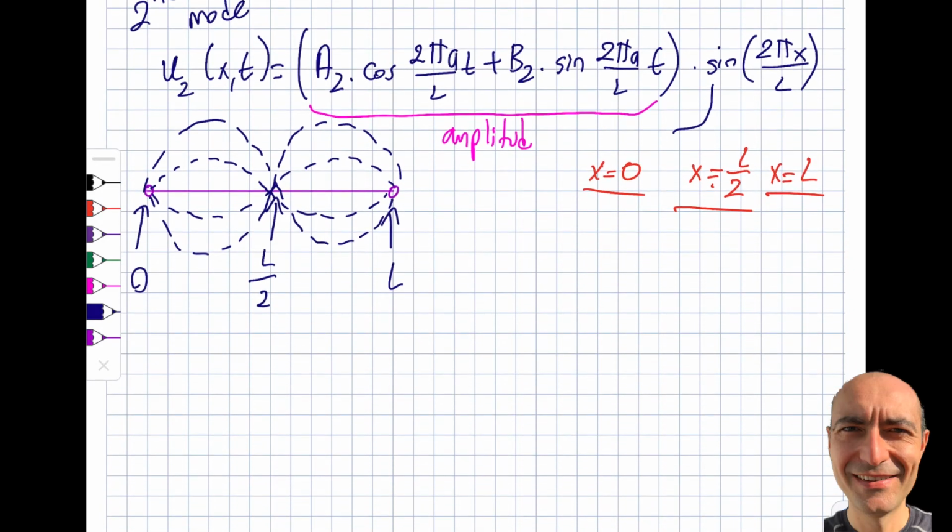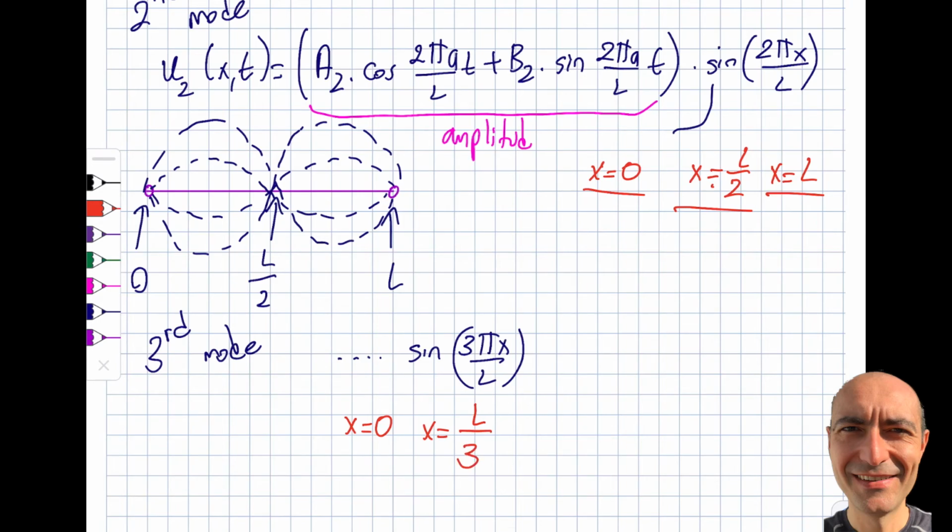I can do the same thing for the third mode, and in order to save time, you will see that this is very similar, except this will be 3, this will be 3, this will be 3, this will be 3, and this is going to be called the amplitude, so I'm not going to rewrite that. The displacement will be the amplitude times sine of 3 pi x by L. And if I look at the locations where this is going to be 0, x equal to 0 is still there. Let's look at x equal to L by 3. You will see that I'm going to get sine of pi, which is 0. I can also do 2L by 3, where I'm going to get sine of 2 pi, which is still 0. And I will also get x equal to L.